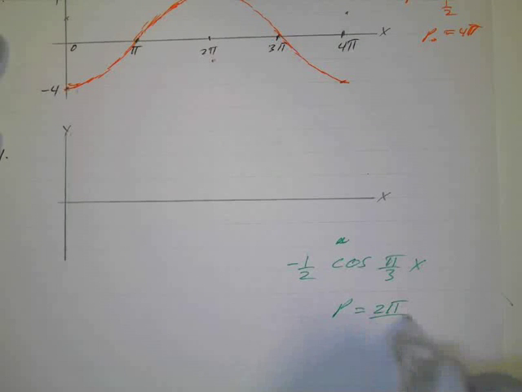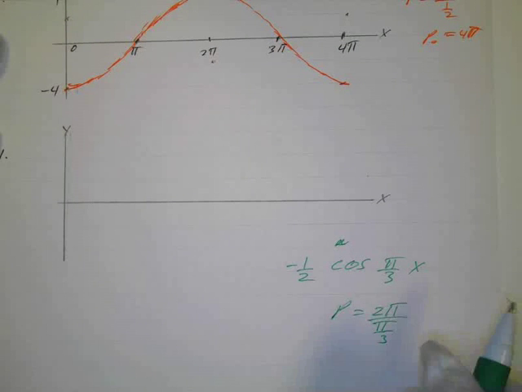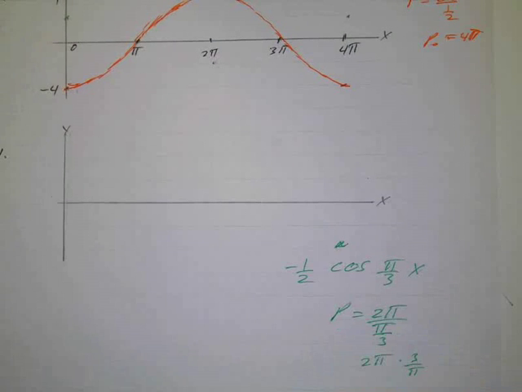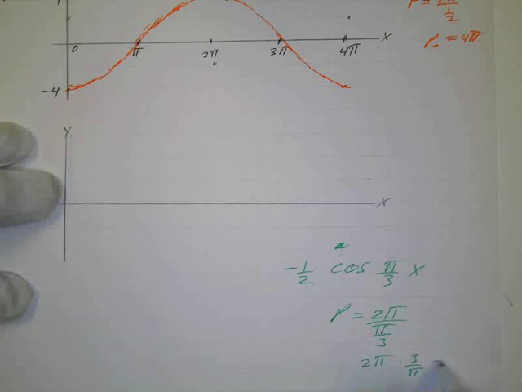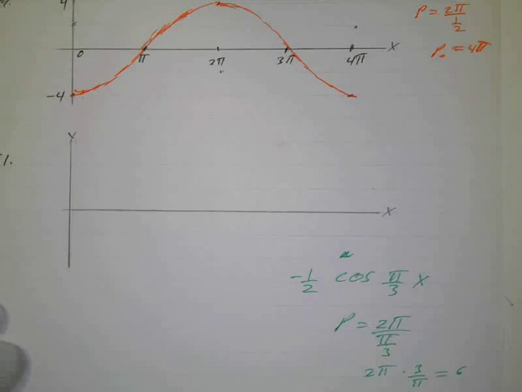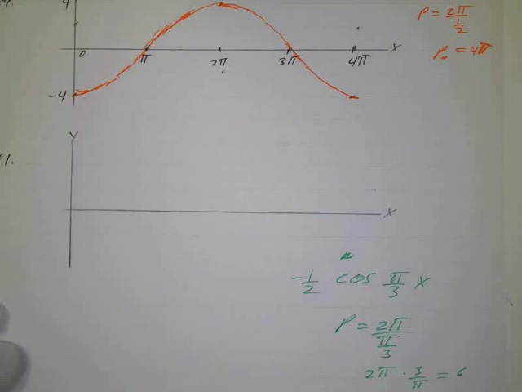So my period equals 2 pi over b. So that's 2 pi over pi over 3. That's b. So I'll invert multiply. So that's 2 pi times 3 over pi. Oh, I guess it's not too bad. Okay, invert multiply, and the pi's cancel. And what's 2 times 3? 6. So 6 radians is my cycle, all the way through one period.